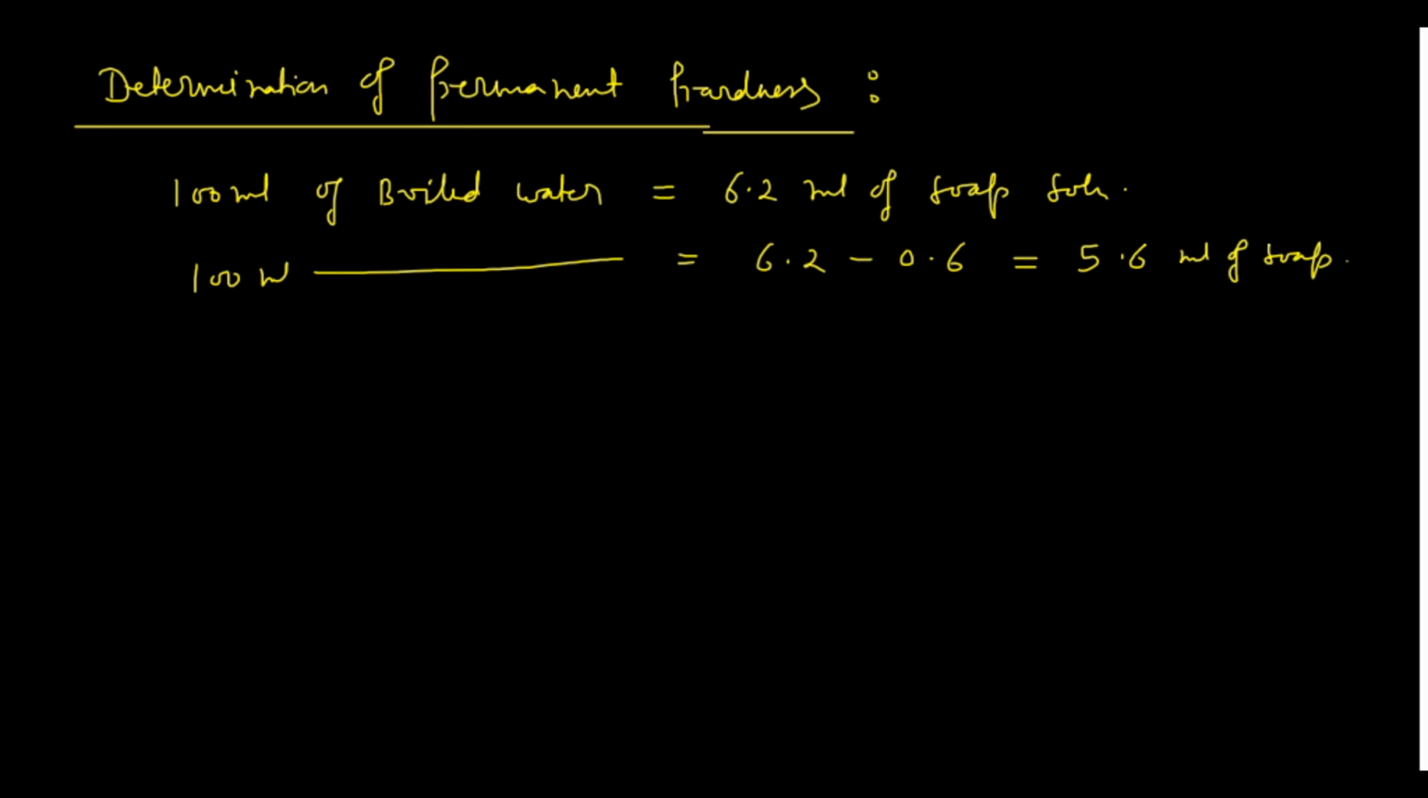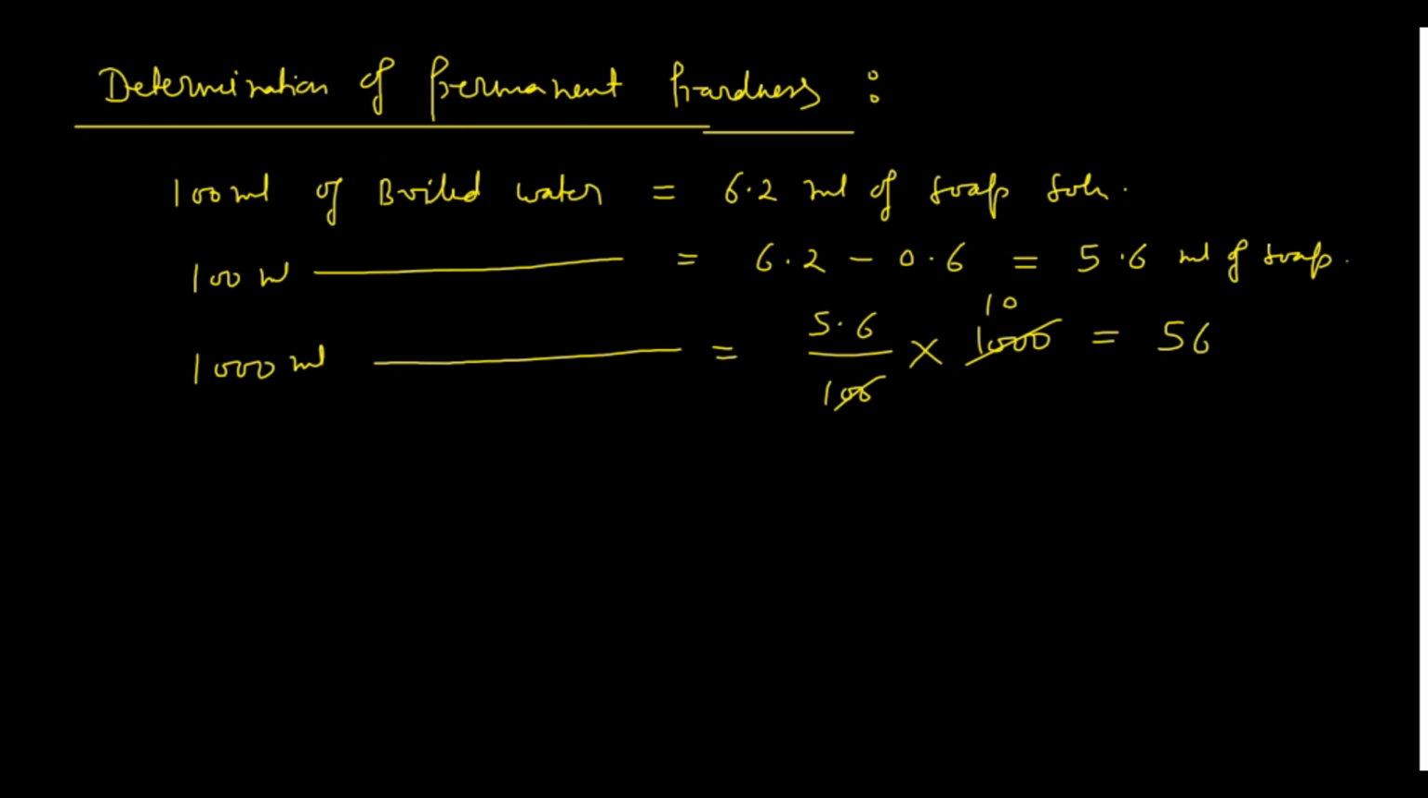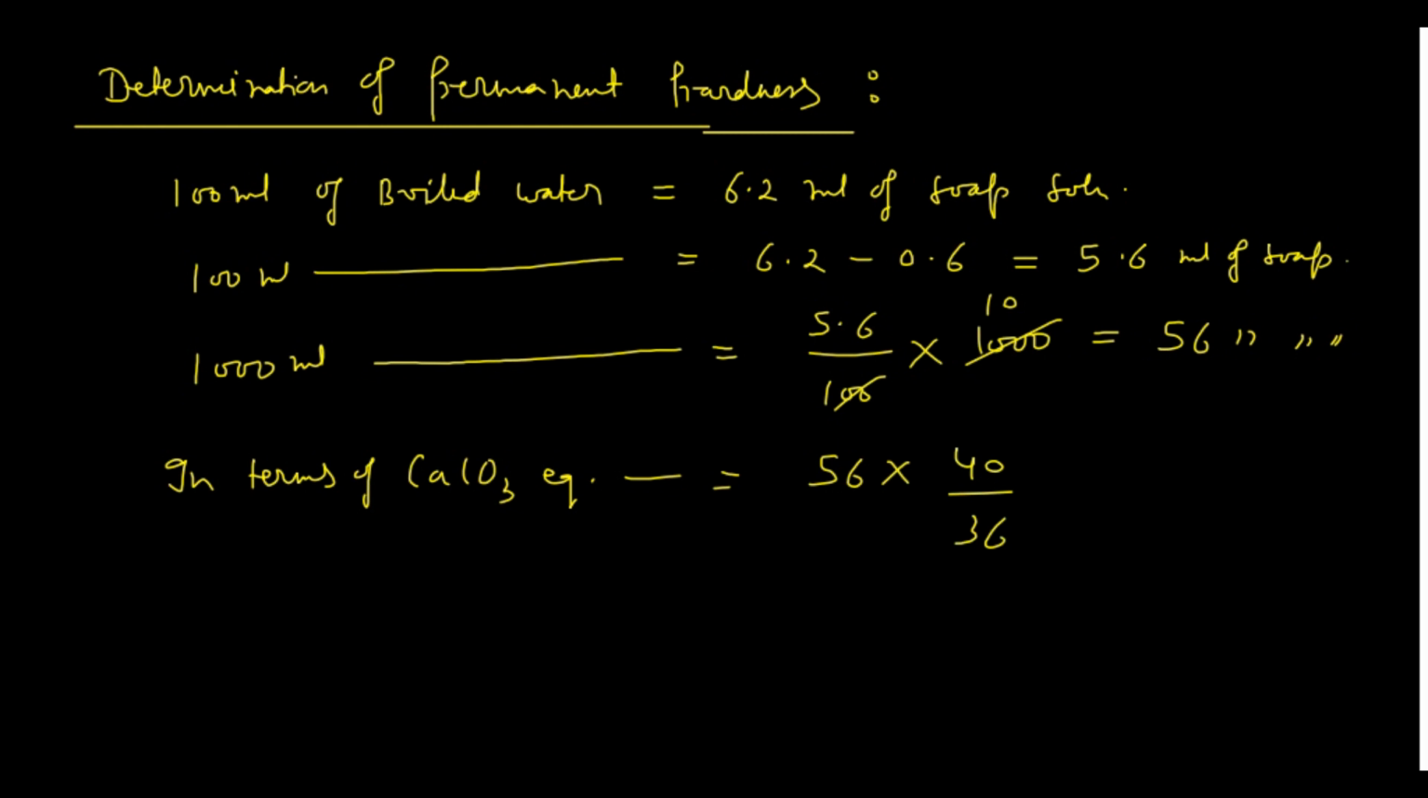And this you need to calculate for 1000 ml, because we need the answer in milligram per liter, and 1 liter equals 1000 ml. So we will calculate this for 1000 ml. So this will give you 5.6 over 100 multiplied by 1000, which goes 10 times, right? So it is 56 ml of soap solution. Now in terms of the CaCO3 equivalent, how much will it be? 56 multiplied by 40 by 36. I hope this is quite clear to you.